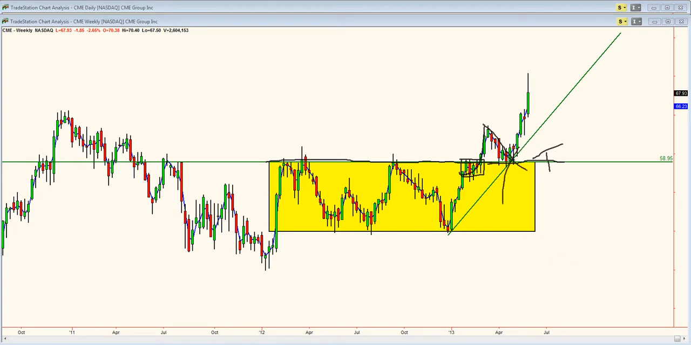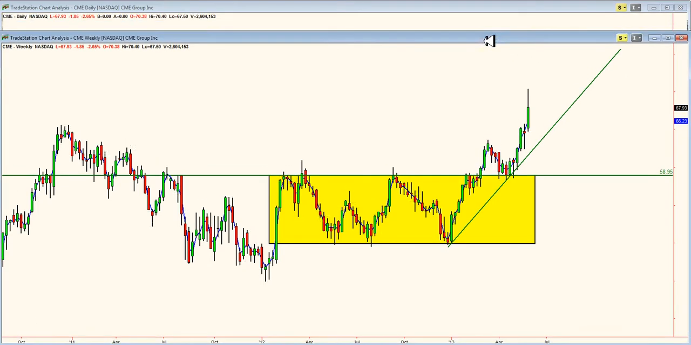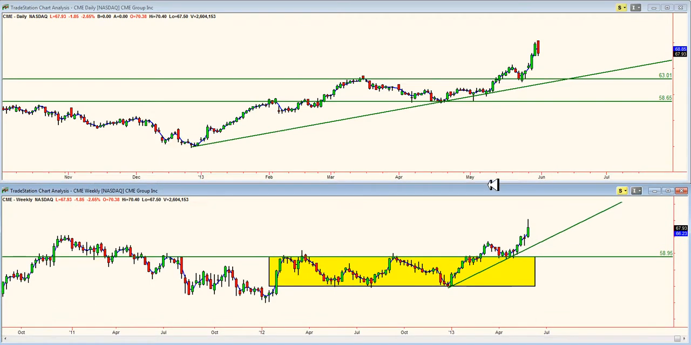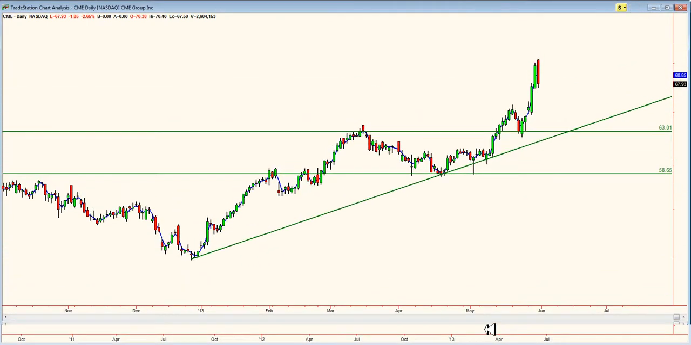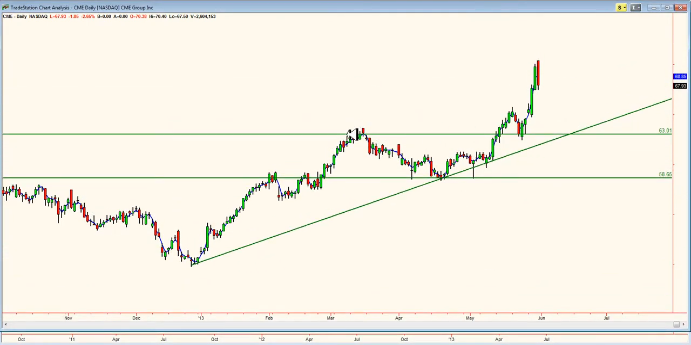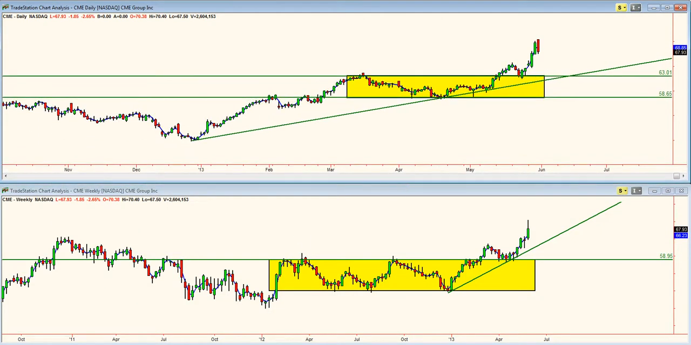All right, so now let's go back to the daily chart, and we can see on the daily chart where we broke out of this box established from the weekly. And let's actually draw our box here. And it came back and did what? Tested and broke out. All right, let's take a look at a couple more.